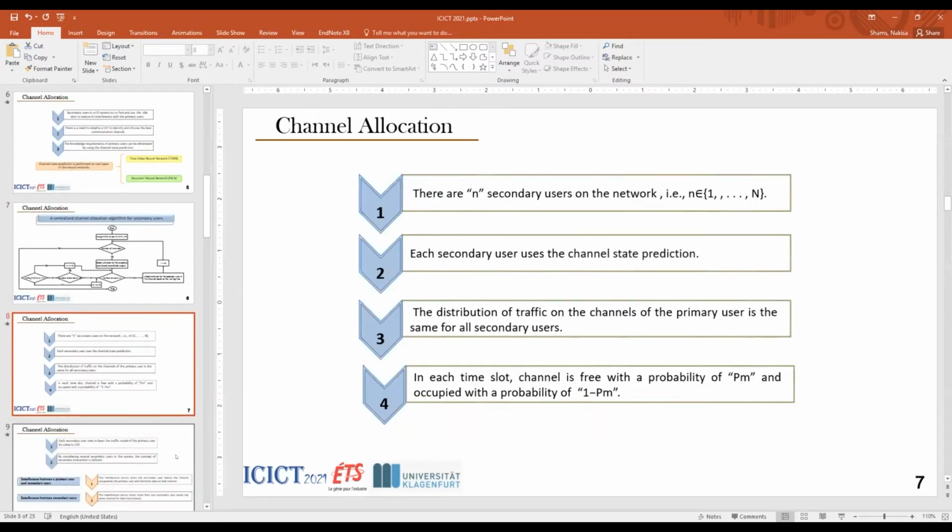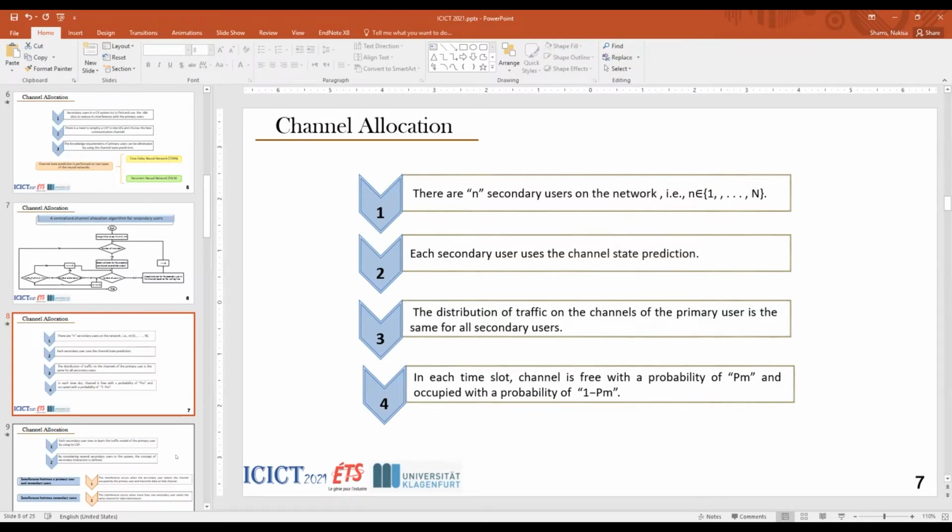As I mentioned, there are n secondary users on the network. Each secondary user has its own channel state prediction. Channel state predictions are based on a neural network, and in this presentation we use two different neural networks, TDNN and RNN. And each secondary user uses its own channel state predictions. The distribution of traffic on the channel of the primary user is the same for all secondary users.